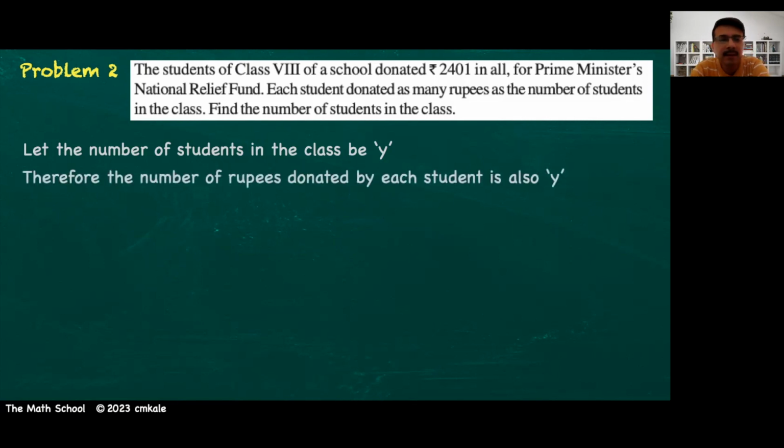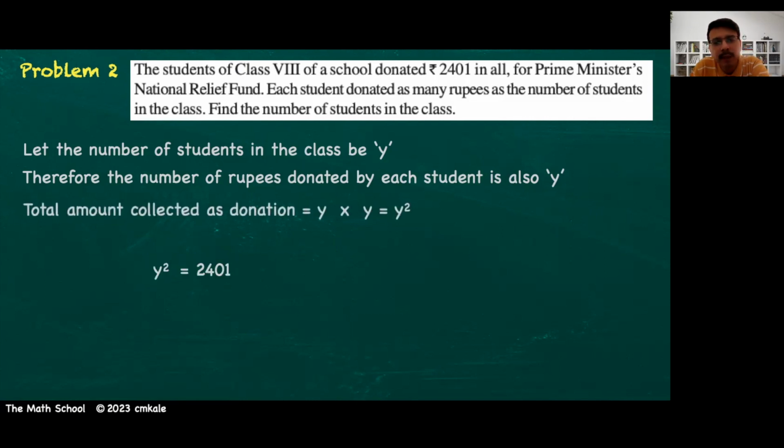So that is our next observation. Therefore, the amount donated by each student is also y. Now, if each of the y students donates y rupees, the total amount collected should be equal to y square. But we already know that the total amount donated by the school was 2401, which means that y square should be equal to 2401. So now our equation is created. So how do we find y? Yes, you're right. y is the square root of 2401.